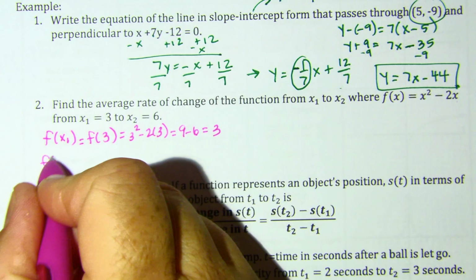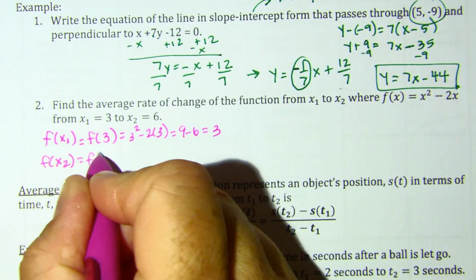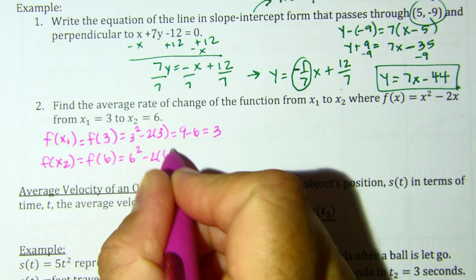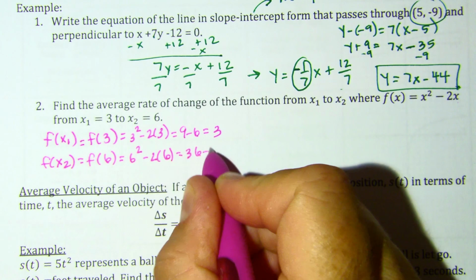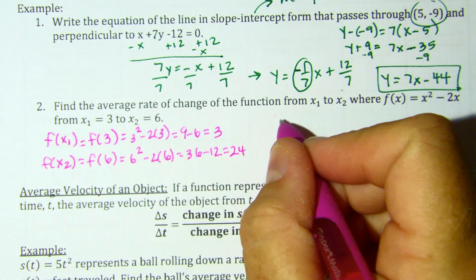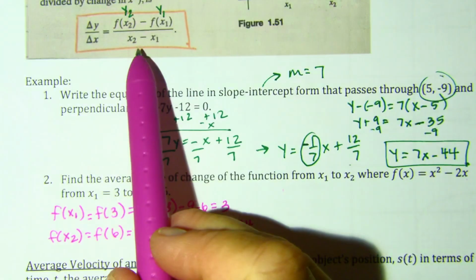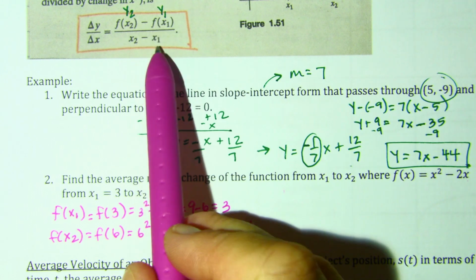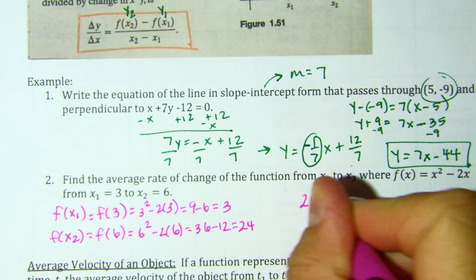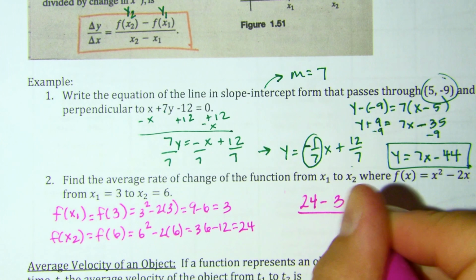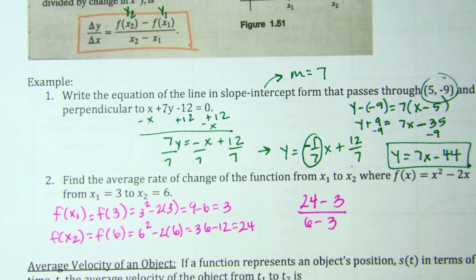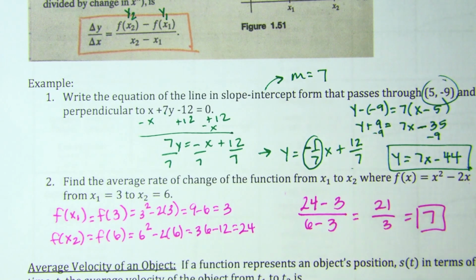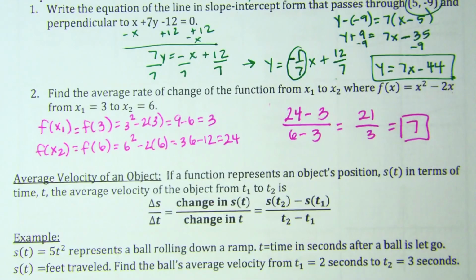If I want to find f of x2, that's just f of 6. I'm plugging in 6 to the equation now. And that gives me 36 minus 12, which is 24. So if I'm using this formula here, my average rate of change, f of x2 minus f of x1 over x2 minus x1, that'll be 24 minus 3 over 6 minus 3. Well, that's 21 over 3, which is 7. So my average rate of change is 7.